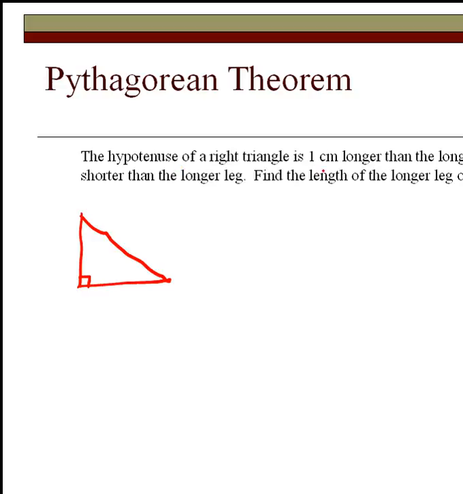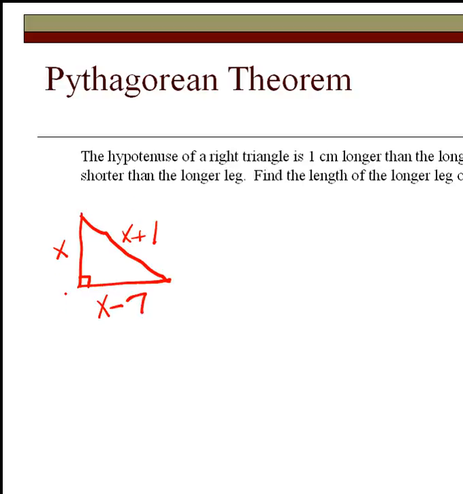So the hypotenuse is 1 centimeter longer than the longer leg. So if we let x be the longer leg, the hypotenuse is going to be 1 more than that, which is x plus 1. The shorter leg is 7 centimeters shorter than the longer leg. Well, if x is the longer leg, 7 shorter than that would be x minus 7.